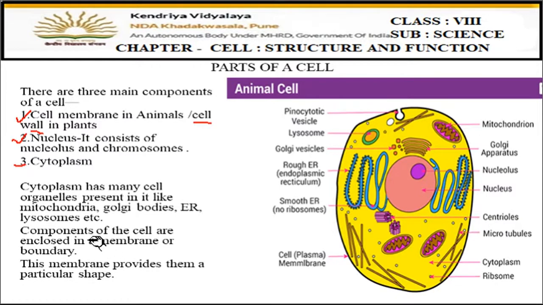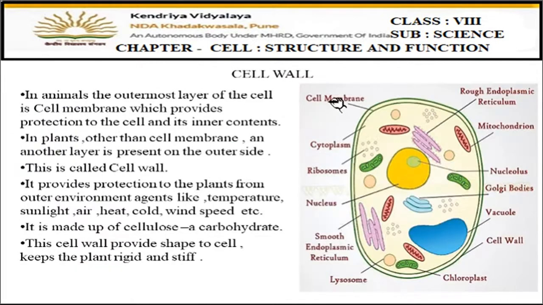Now, components of the cell are enclosed in a membrane or boundary. All these cell organelles have their own membrane surrounding them. Like the lysosome, you can see it has its own boundary, its own membrane. Mitochondria also have their own membrane. So they are called membrane bound organelles, as they all have their own separate membranes, and this membrane gives each of them a particular shape. So now let us first study the cell wall.